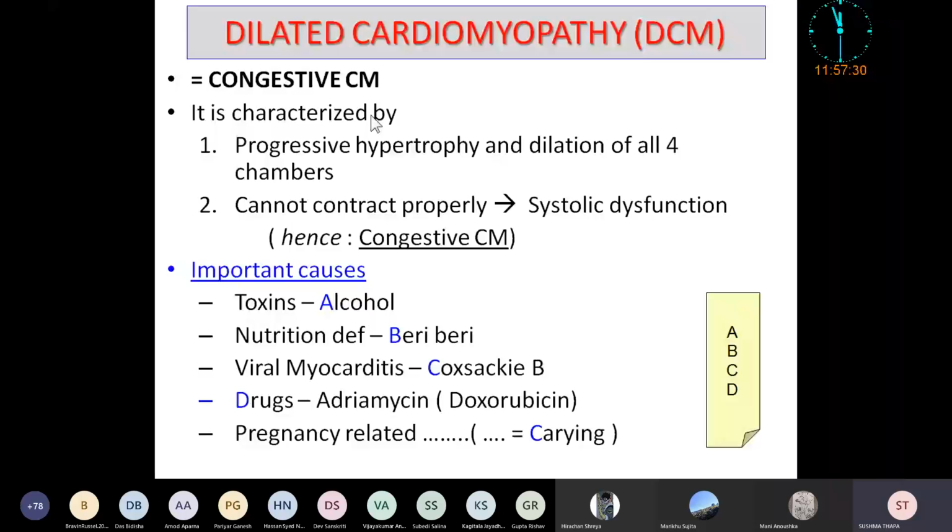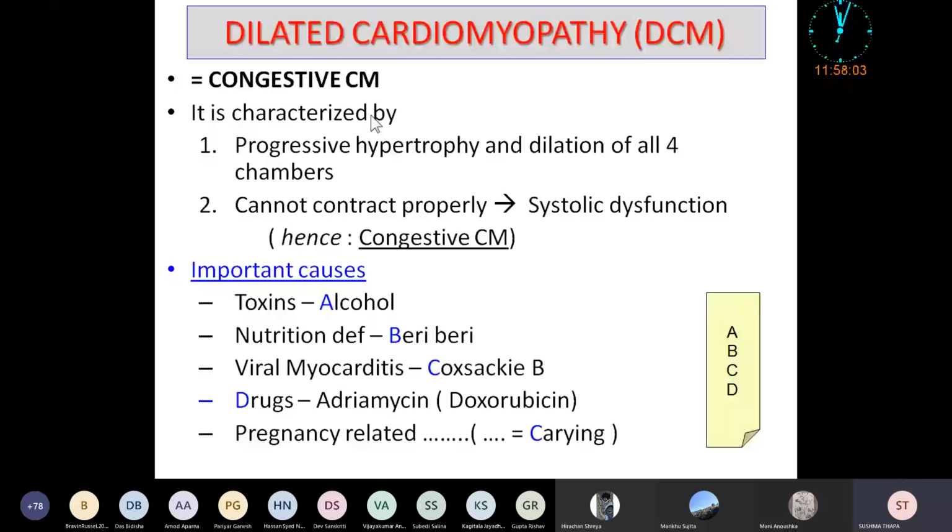Atria are dilated, ventricles are dilated. Both the atria and both the ventricles are dilated. And always remember, it is a progressive condition. Dilatation doesn't occur suddenly. It happens slowly, over the span of years. Initially, maybe it is hypertrophied, but later on they will be dilated with time. So always remember, dilated means all the chambers are dilated, and the heart wall cannot contract.